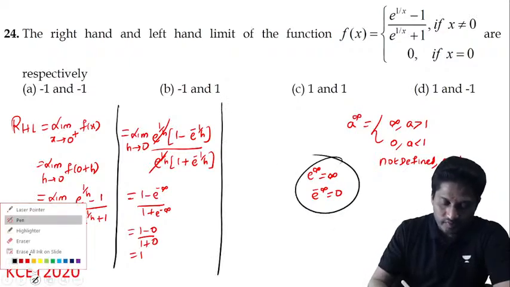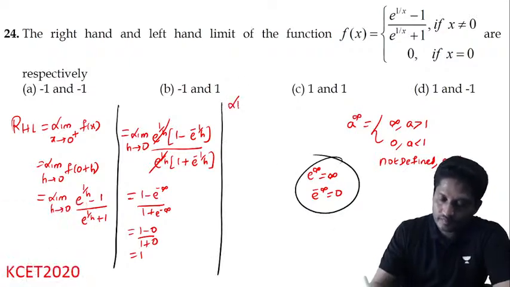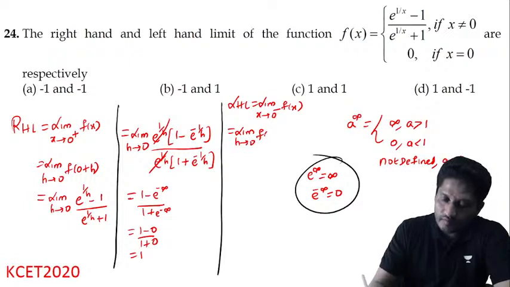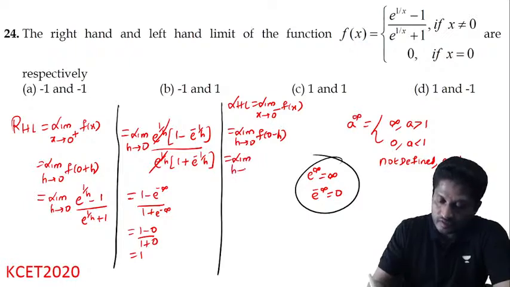Left hand limit is equal to limit x tends to 0 minus of f(x), that is equal to limit h tends to 0 of f of 0 minus h, which is f of minus h. Limit h tends to 0 of f of minus h, if I substitute, e power minus 1 by h minus 1, e power minus 1 by h plus 1.